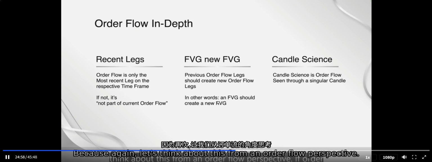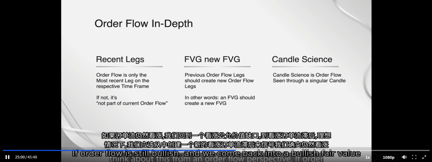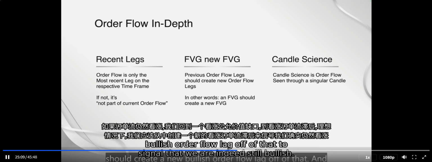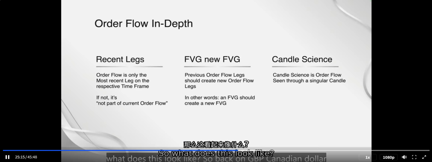Because again, let's think about this from an order flow perspective. If order flow is still bullish and we come back into a bullish fair value gap, into a bullish order flow leg, then ideally we should create a new bullish order flow leg off of that to signal that we are indeed still bullish. So what does this look like?